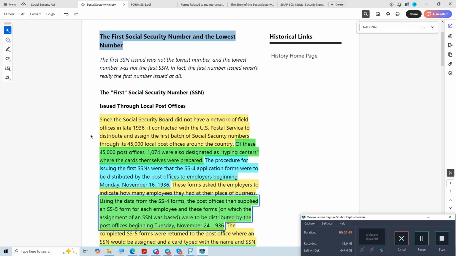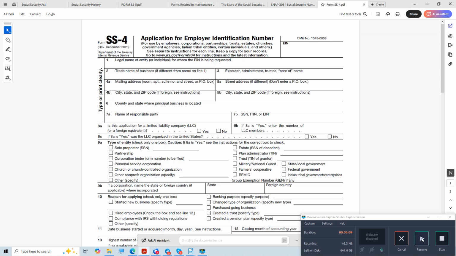The procedure for issuing the first SSNs was that the SS4 application forms were distributed by the post office to employers beginning Monday, November 16, 1936. So what is an SS4 form? Let's go look at one real quick. An SS4 form is an application for an employer identification number. It's to get an EIN number. So that was the first step in this thing, right? It was for the employer to get an EIN number.